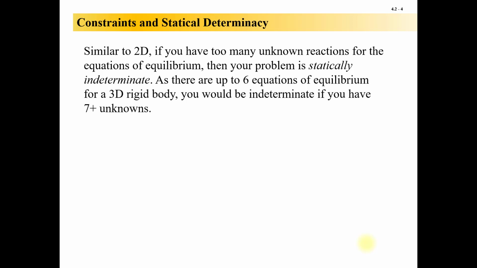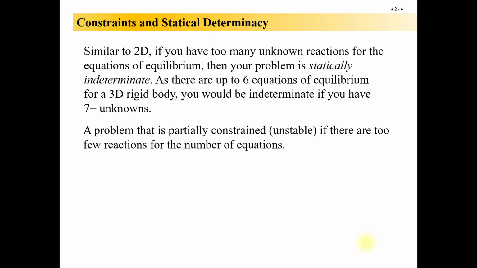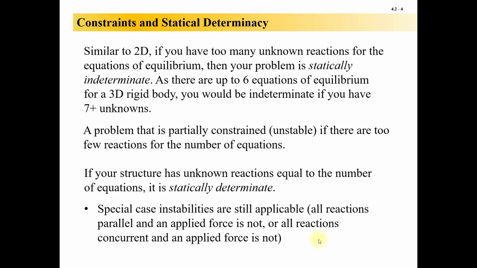For 2D, that was 3 equations: sum of forces in the x, sum of forces in the y, and sum of moments about z. But now we have up to 6 equations of equilibrium. So indeterminate is in the 7+ range of unknowns. A problem that is partially constrained or unstable is when there are too few reactions for the number of equations. So if we have a 3D rigid body and we have 6 equations, if we only have 5 unknowns, then we are potentially partially constrained or unstable. And if you have just the right number of unknowns to the number of equations, then you are statically determinate, just like there was before.